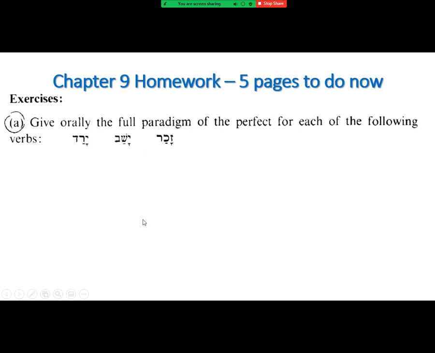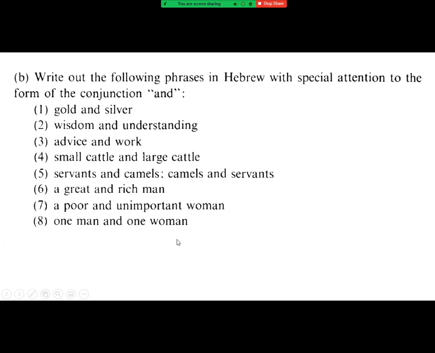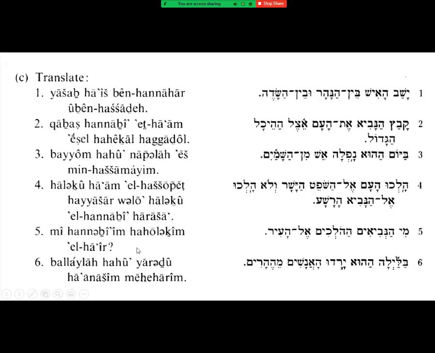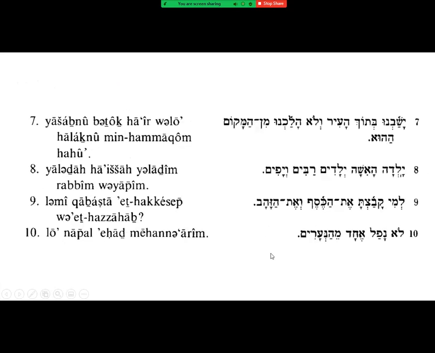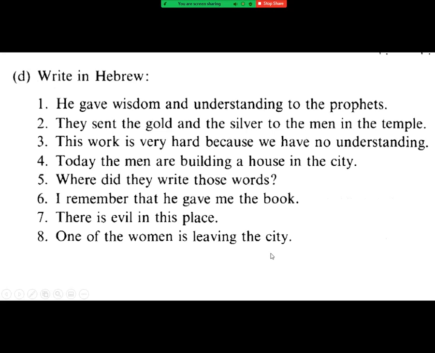All right. So you figure out all the paradigm, all the different endings, all the different forms of that. There's 9 forms for each one of those. What are the common phrases of those? Gold and silver, wisdom and understanding, advice and work. And so all of them have an "and," and it depends on what this other word starts with, how are you going to do that one? So you do those. Translate these Hebrew words into English. Translate these English words into Hebrew.